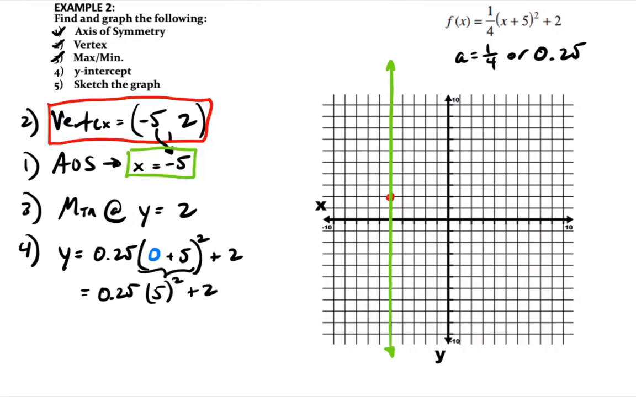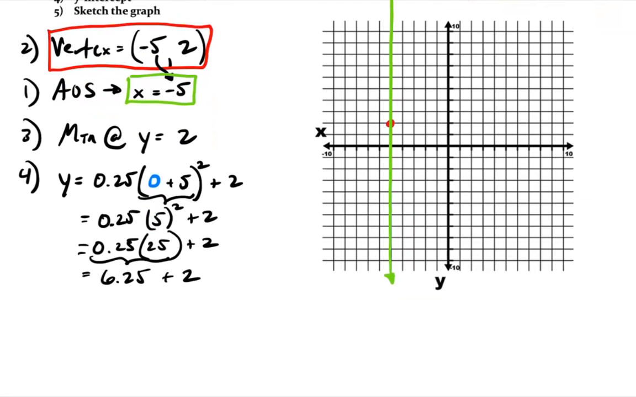Okay. And then I got to do exponents. So 5 times 5 is 25. And then I got to multiply. 0.25 times 25. So what's a quarter of 25? It's a decimal. 6.25. Yep. 6.25. Plus 2. 8.25. 8.25.